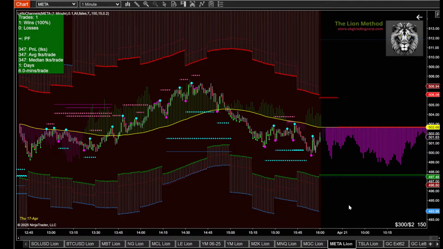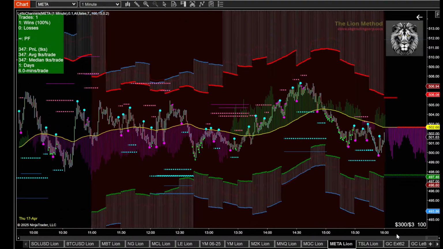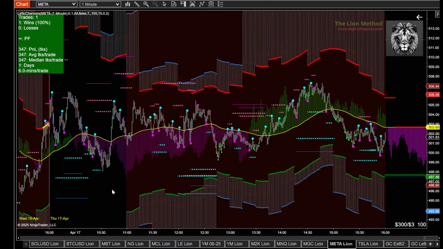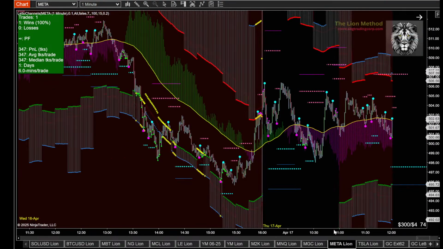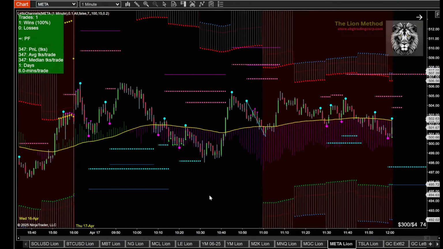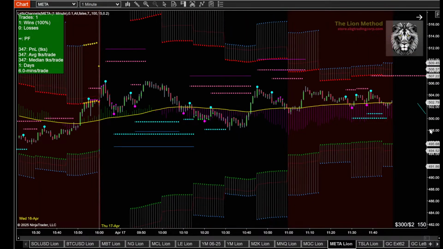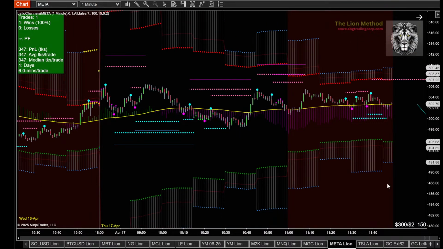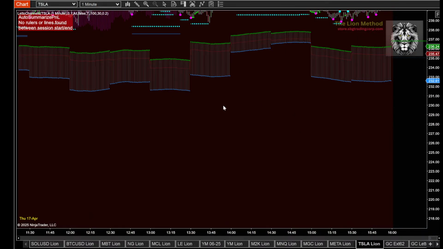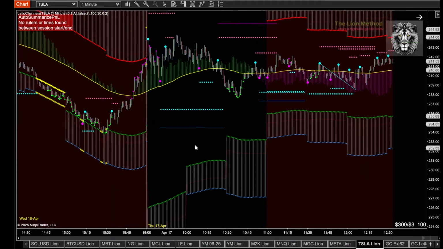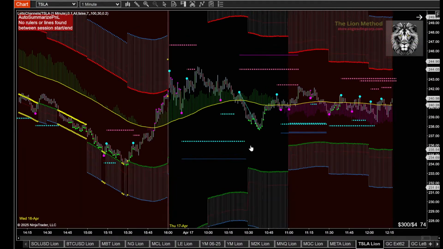Now I do also follow some equities. So here is Meta, good old-fashioned Facebook, right? So it works really good on equities. This is the region that I trade, but we're not overbought or oversold yet. Meta has been kind of sleepy. I think Tesla has not been oversold or overbought.